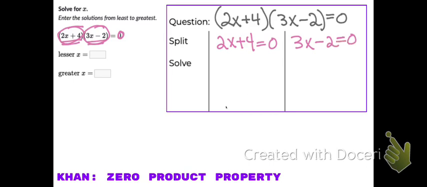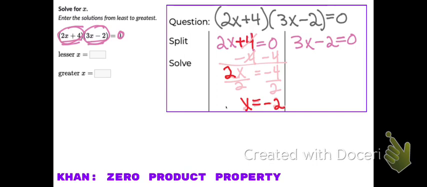Now, we just need to solve each of these equations. Remember, when you're solving equations, first undo what's added or subtracted to that variable. So on the one on the left, I'm first going to undo this adding 4 by subtracting 4 from both sides. And then I'm going to undo this multiplying by 2 by dividing both sides by 2. So one of my answers is x equals negative 2.